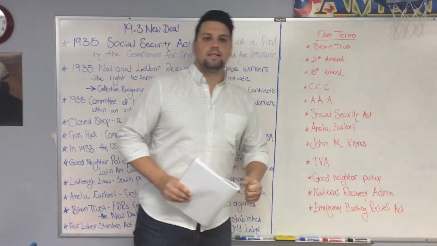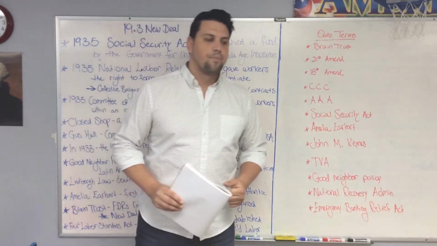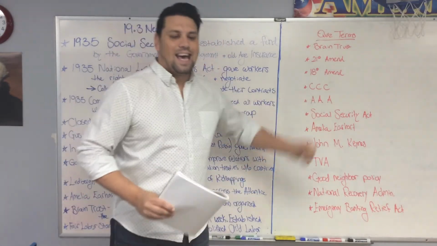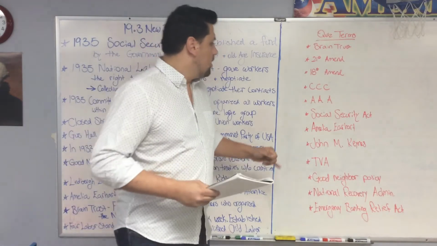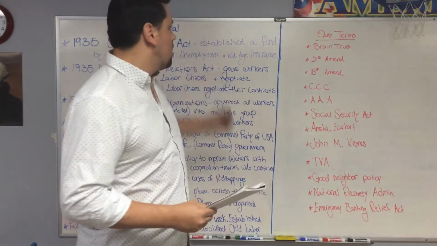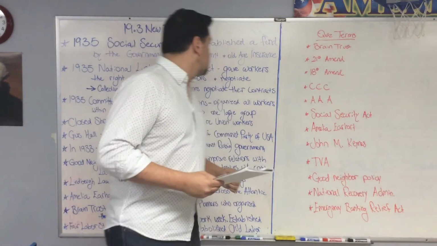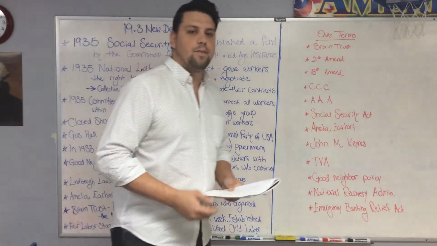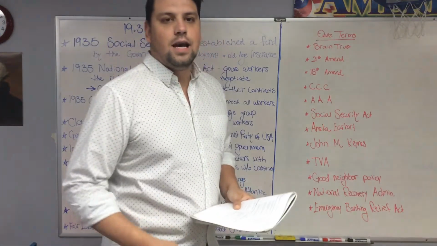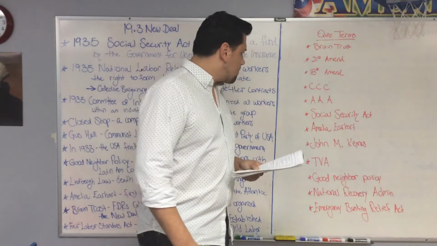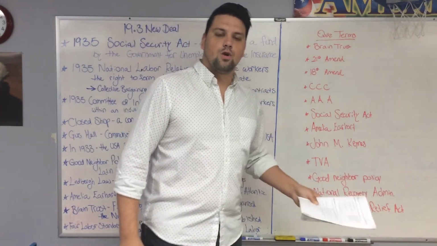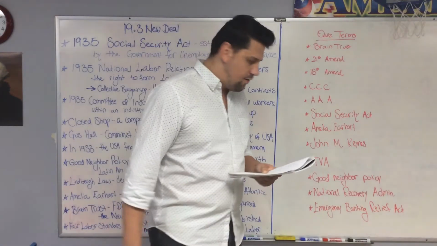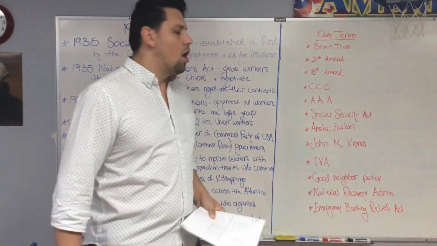Next, we have the CCC, the Civil Conservation Corps. After that, we have the AAA, the Agricultural Adjustment Act, followed by the Social Security Act. We just talked about the Social Security Act. The Social Security Act establishes a government fund for unemployment and old age insurance. Next, we have a famous individual called Amelia Earhart. Of course, we've talked about her as well. She's a famous aviator. Followed by a guy named John Maynard Keynes.